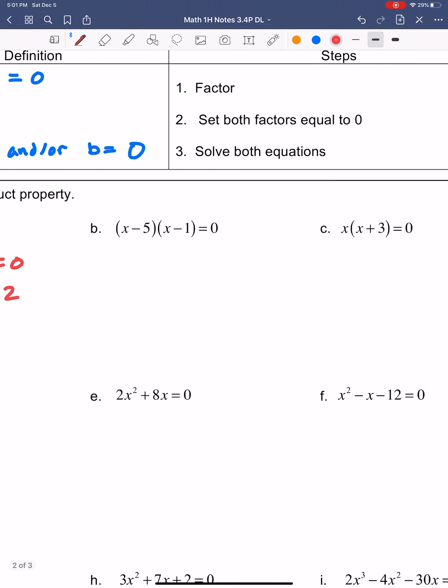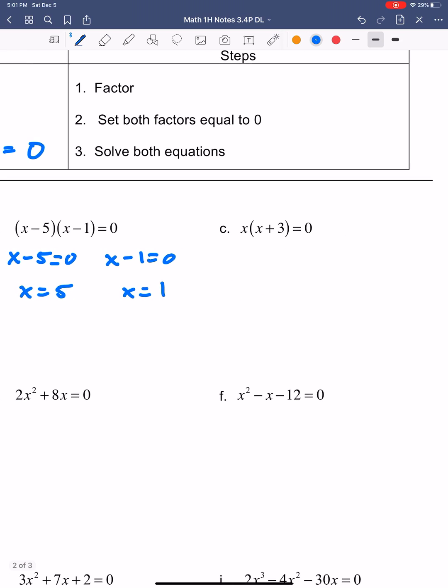Okay, moving to letter B, same idea. I'm going to take both of my factors, set them equal to 0, two separate equations, because I know that x minus 5 equals 0, or the other option is x minus 1 equals 0. So that means x equals 5 or x equals 1.